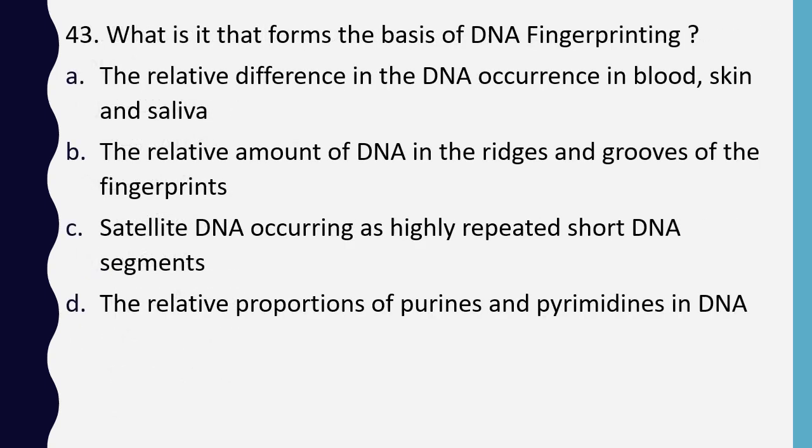Question number 43. What is it that forms the basis of DNA fingerprinting? The relative difference in the DNA occurrence in blood, skin, and saliva, the relative amount of DNA in ridges and grooves of fingerprint, satellite DNA occurring as highly repetitive short DNA segments, the relative proportion of purines and pyrimidines. Basis of DNA fingerprinting. Correct answer is option C, satellite DNA occurring as highly repeated short DNA segments.